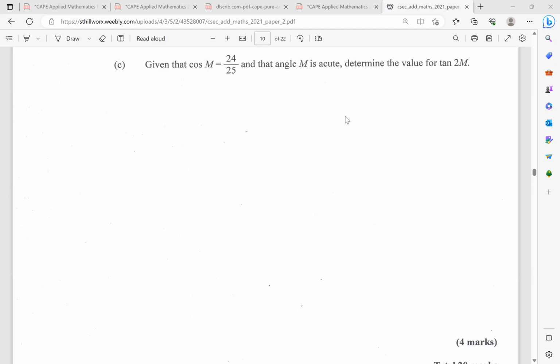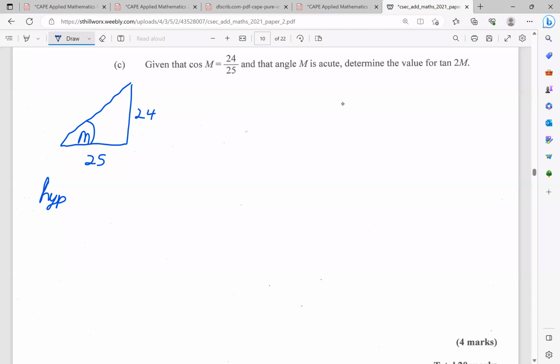All right. So it's correctly stated. This is M, right? We would have tan M is opposite over adjacent, 24 over 25. So how would we find the hypotenuse? Oh, wait, no, sorry.